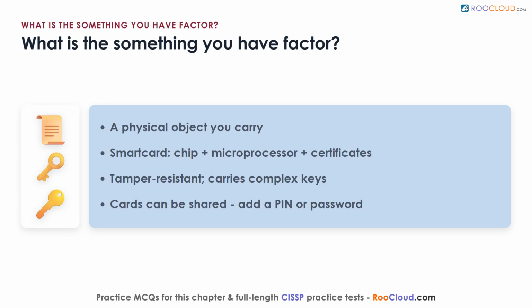A smart card is a badge-sized card with an embedded chip, often holding a microprocessor and certificates used for encryption or digital signatures. It is tamper-resistant and a tidy way to carry complex keys. But because cards can be swapped or shared, you usually add a personal identification number or password alongside it. Think of the card as a key fob that only truly works once you also punch in your code.